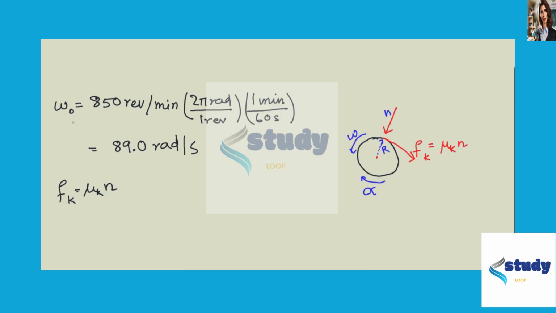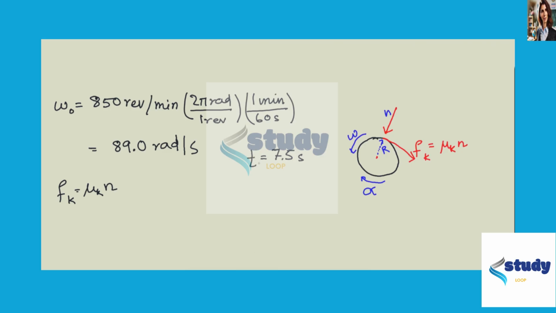Now let's change the omega naught value. So omega naught is the initial angular speed of the grindstone. So we convert from rev per minute to radians per second, and that's the conversion. So 850 revs per minute gives us 89 radians per second. Also, when the grindstone stops, it takes about 7.5 seconds to stop. So I think the better way to say that is t instead of s.